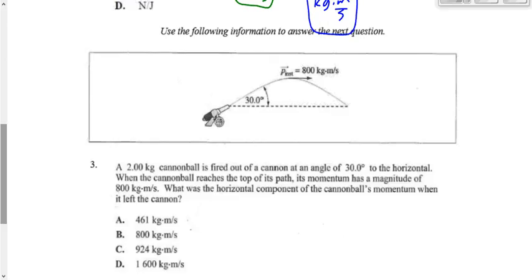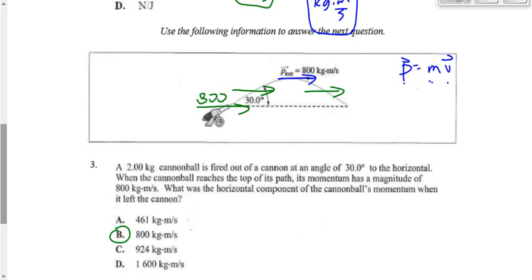So if it's constant velocity horizontally, well, then it's constant momentum, right? If v isn't changing, then m isn't changing, then p isn't changing. So if it's 800 here, then it's going to be 800 here, and 800 here, and 800 here, horizontally. Vertically it changes, but horizontally the momentum isn't going to change because there's no change in velocity or no change in mass. So B is our answer.